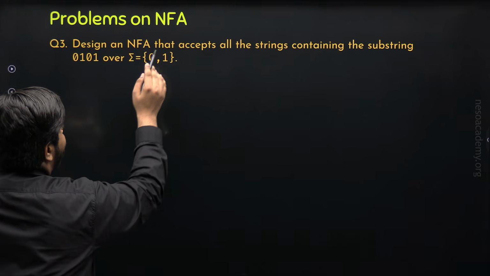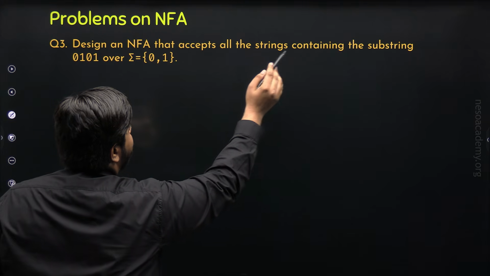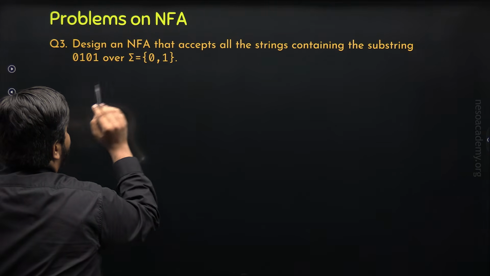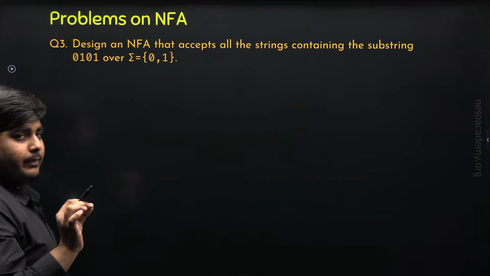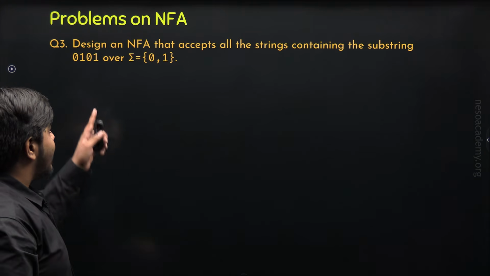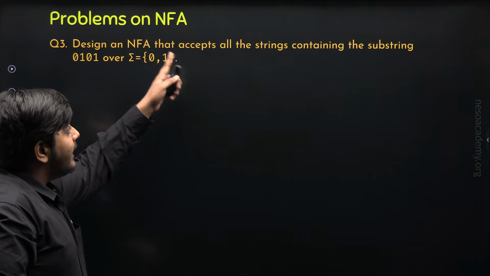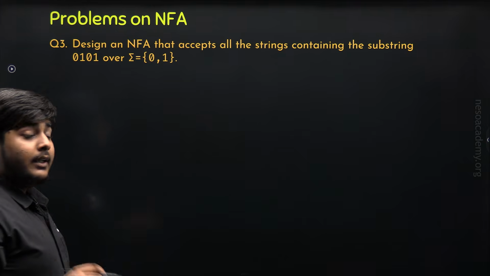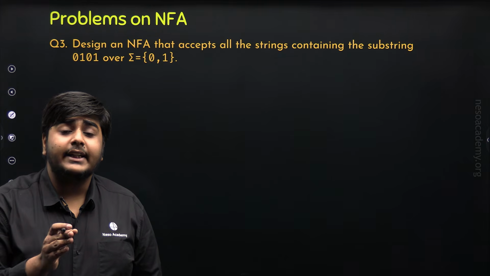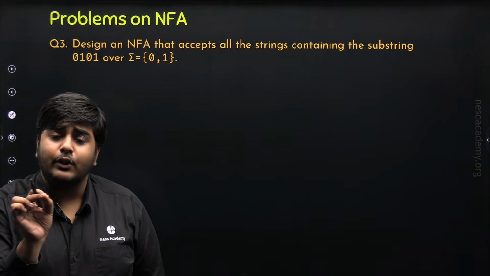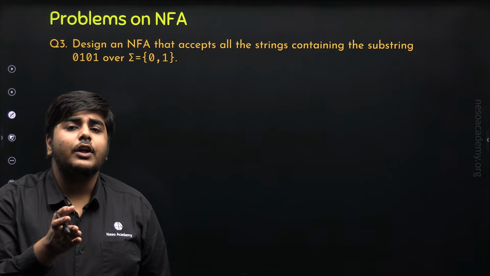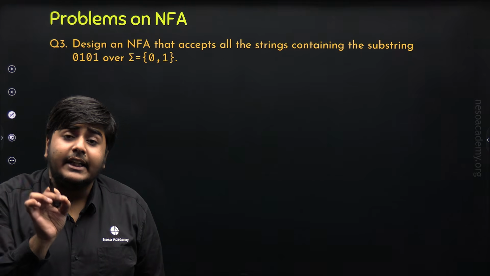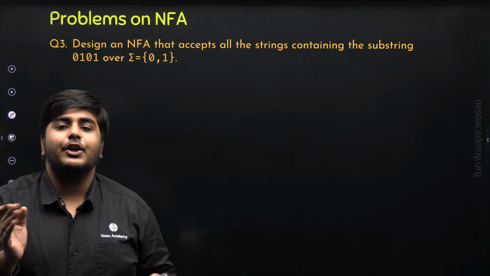Design an NFA that accepts all the strings containing the substring 0101 over the alphabet {0, 1}, which means you are required to design the transition diagram of NFA that accepts all the strings containing the substring 0101. That means your string should contain the string 0101. It doesn't matter what comes before that and what comes after that. Our string should just contain 0101 as a part of it.